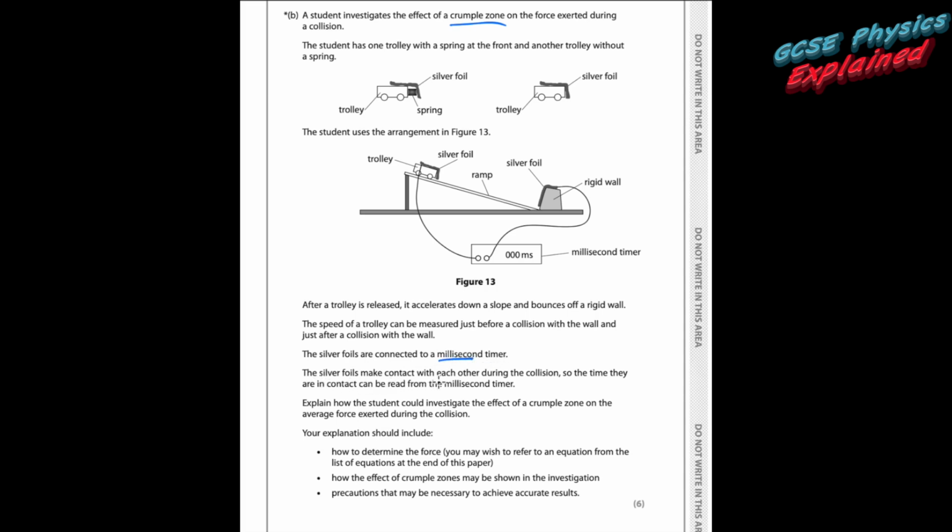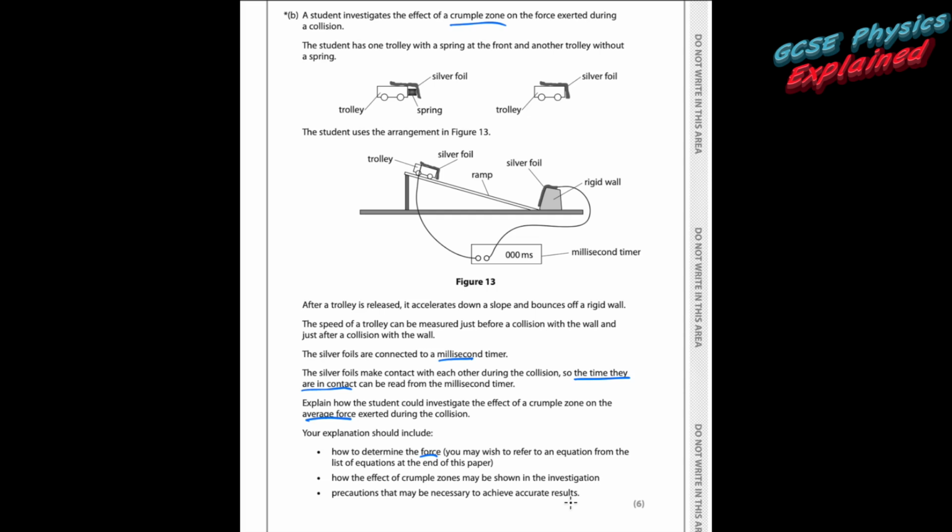The silver foils make contact with each other during the collision, so the time they are in contact can be read from the millisecond timer. Explain how the student could investigate the effect of a crumple zone on the average force exerted during the collision. Your explanation should include how to determine the force. You may wish to refer to an equation from the list of equations at the end of the paper. Yep, I know which one to use. How the effect of crumple zones may be shown in the investigation, and precautions that may be necessary to achieve accurate results.